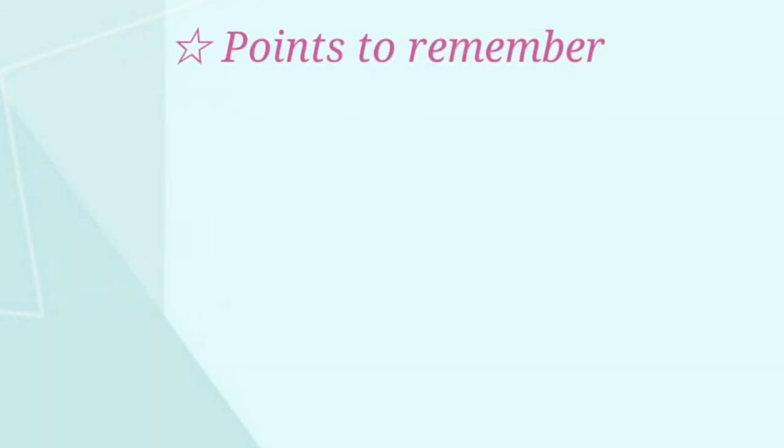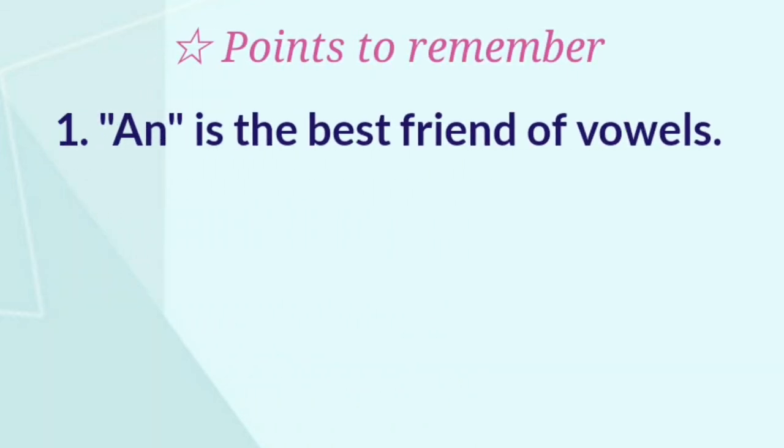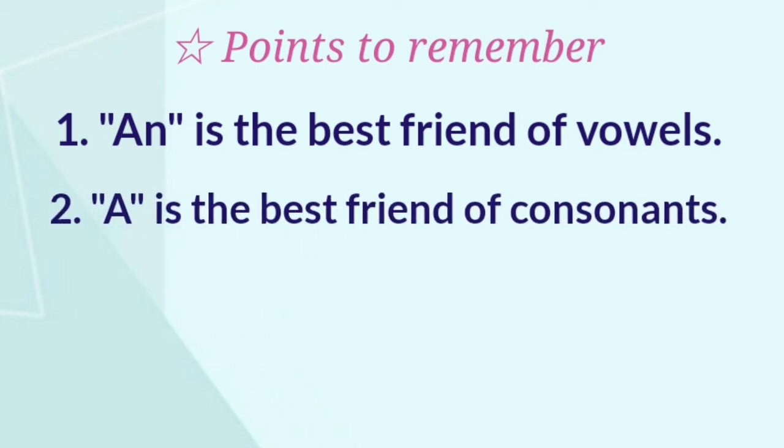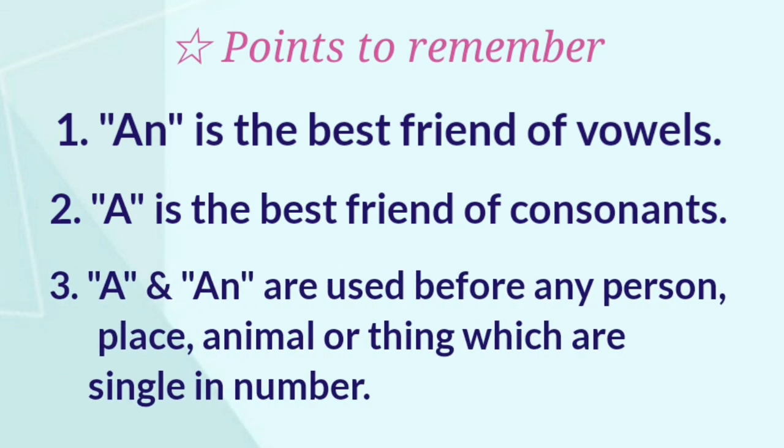Children, always remember that an is the best friend of vowels. A is the best friend of consonants. Also remember that A and an are used before any person, place, animal or thing which are single in number.